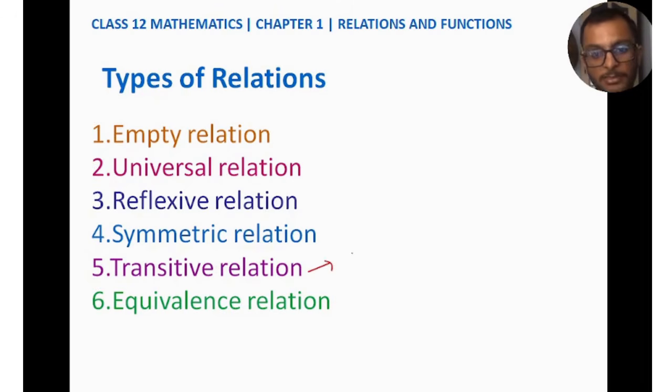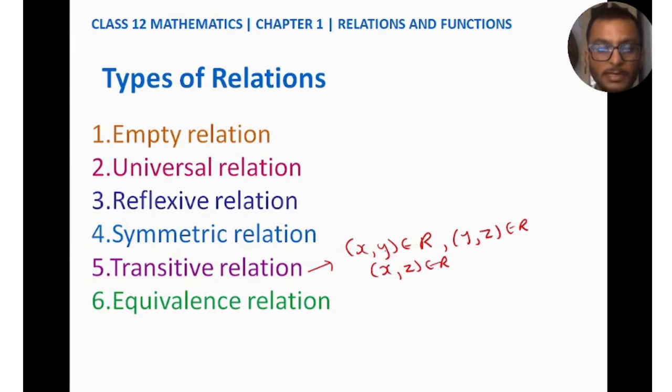Next was transitive relation. That is, if you take two elements (x, y) in R and (y, z) in R, and you are able to find (x, z) in R, and this holds for every such pair of elements, then such a relation is called a transitive relation.